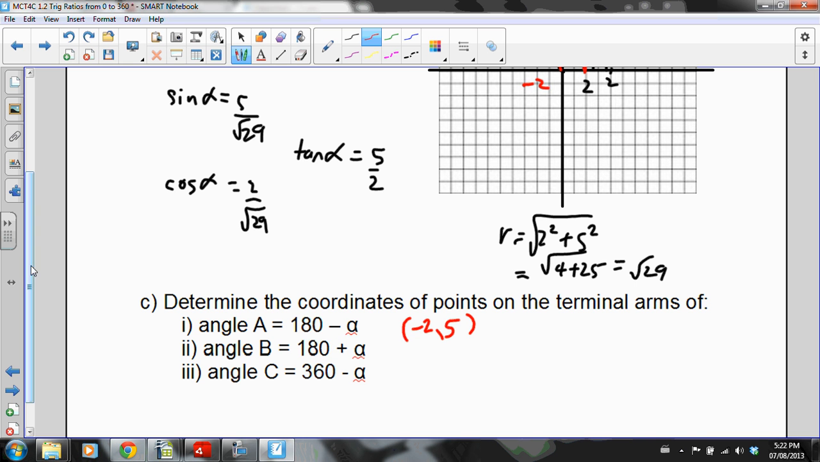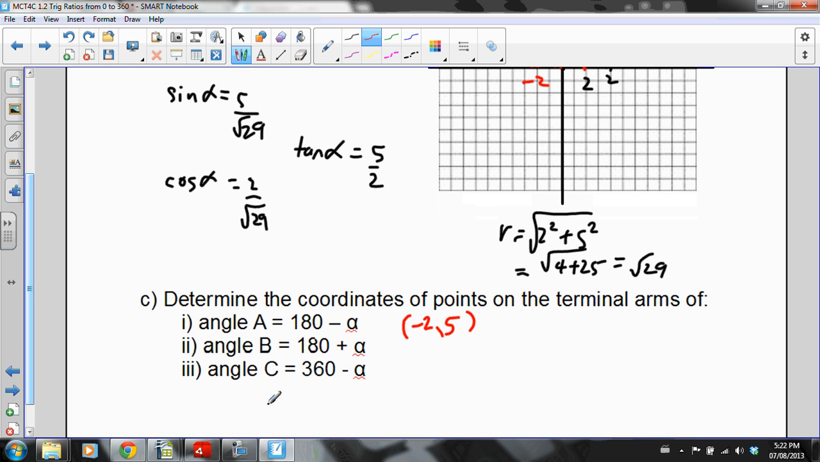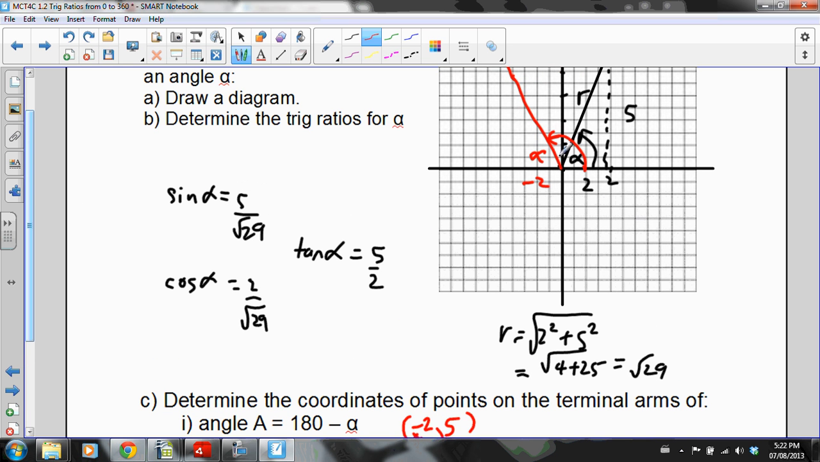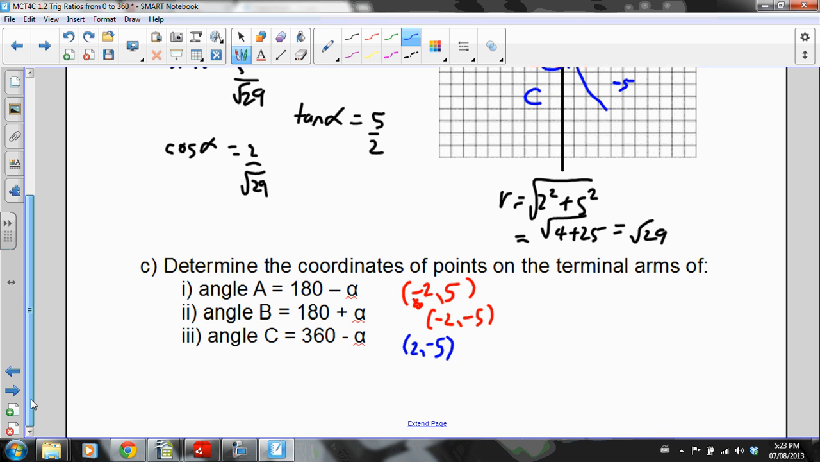This one, 180 plus alpha, so this would be if the reference angle was plus the 180. So down here in the third quadrant, right? Well, both the x and the y coordinates would be negative then, wouldn't they? And then here, angle C would be 360. Let me get another color here. 360 minus alpha. So alpha would be there, and this would be C in the fourth quadrant. Notice the x-coordinate would be the same, and the y-coordinate would be negative. This is a bit of a mess, but all they're asking for is this point, so good. Is that it? That's all they asked for.